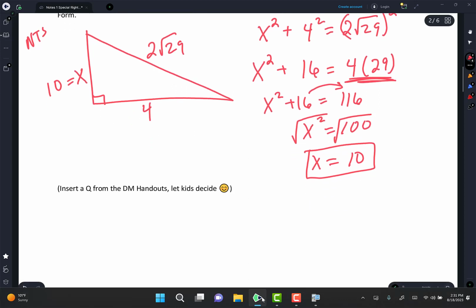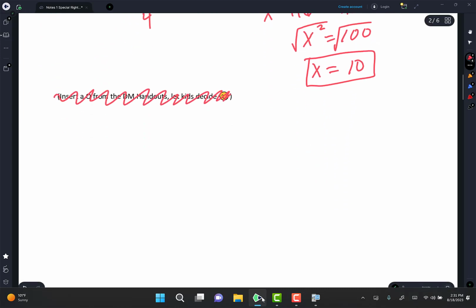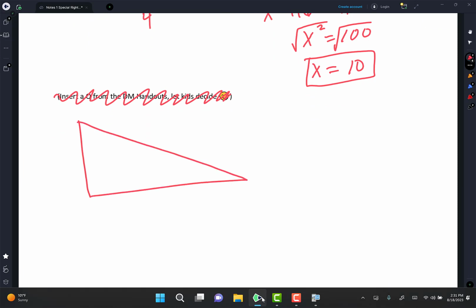Okay. All right. Now I know it says enter Q from the DM handouts. Let's get decide. Yeah, scratch that out. I just didn't print it. I wanted to save some trees.